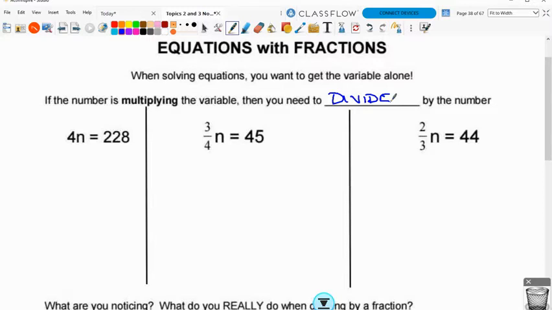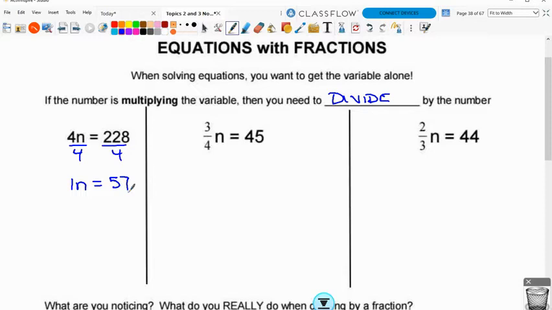The 4 is multiplying n. We need to get the value of just one n. Since 4 is multiplying n, in order to get one n, we'll have to divide by 4. And remember, whatever you do on one side of the equation, you have to do on the other side. So I'm also going to divide the right-hand side by 4. 4n divided by 4 gives us 1n on the left, and on the right, 228 divided by 4 is equal to 57. So if the number is multiplying the variable, all you have to do is divide by that number.